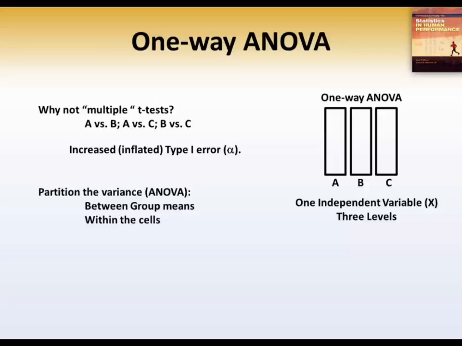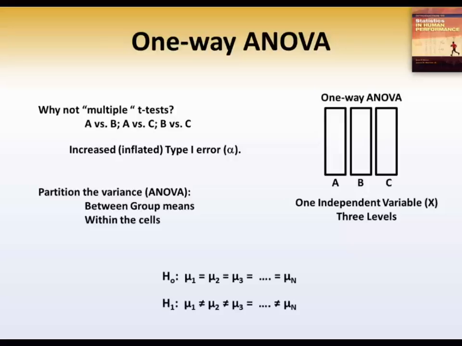What you do with ANOVA is you partition the variance. Remember, variance is simply a measure of dispersion. We're going to partition the variance in scores into two sources: that source that's associated with differences between levels, or group means, and that variation that's within each cell or each level of the independent variable.